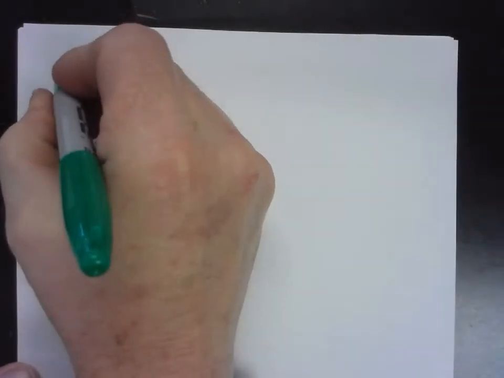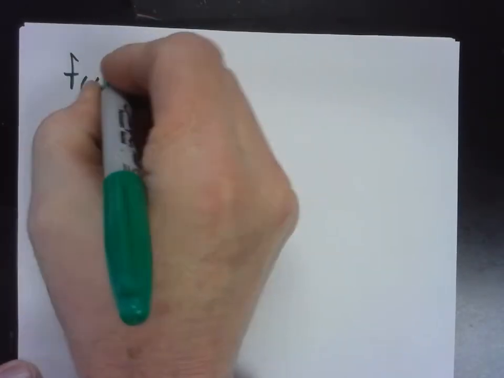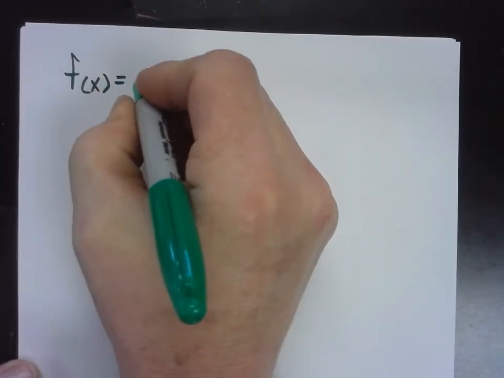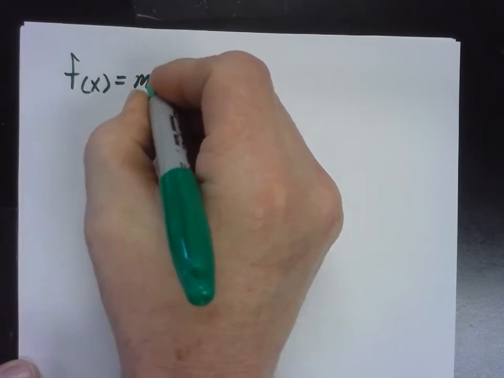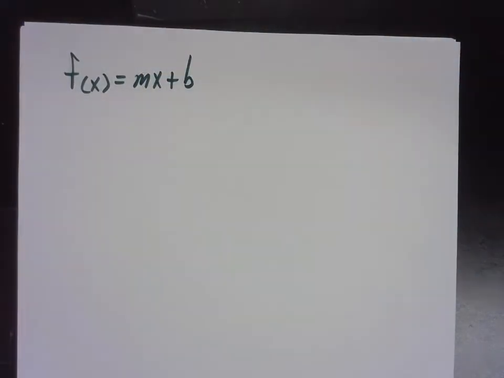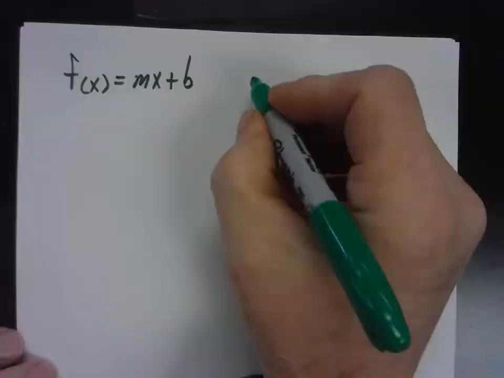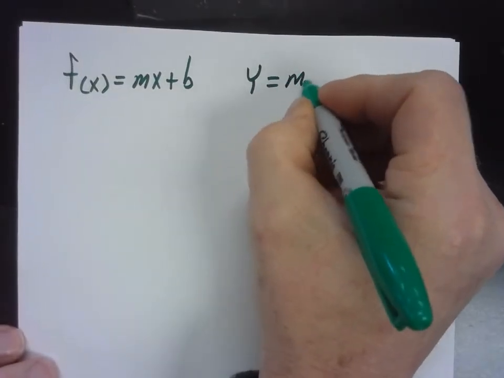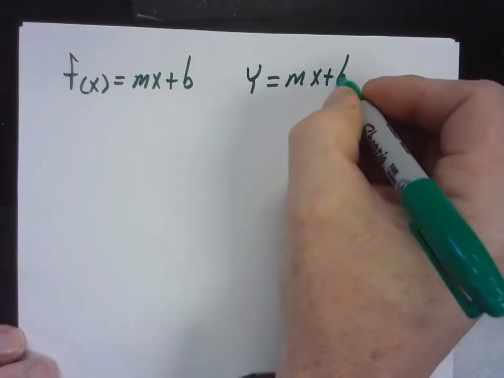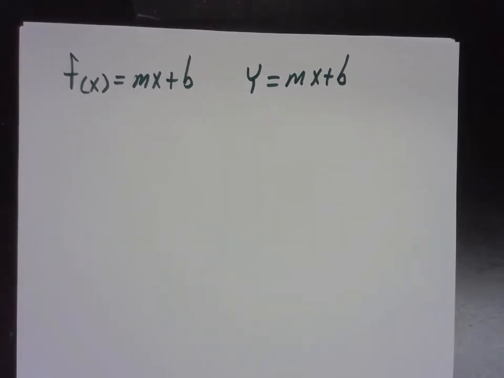So all of this section 3.3 is on function notation. Function notation usually looks like this. Function f is, we'll just say mx plus b right now. Now, one more time. What did I tell you f of x is the same as? Okay. So this is the same as saying y equals mx plus b. And it's just a different way to write the same thing.